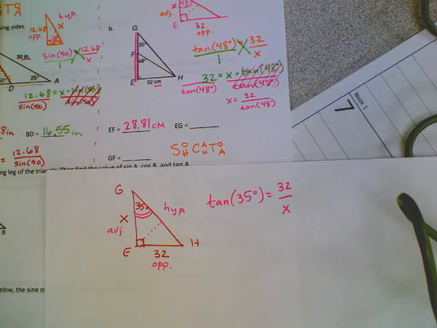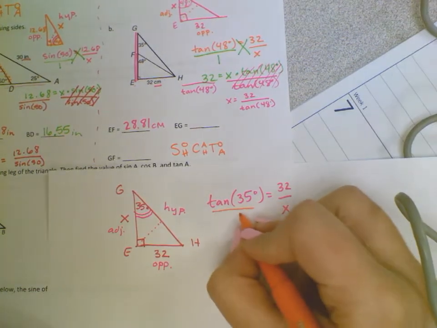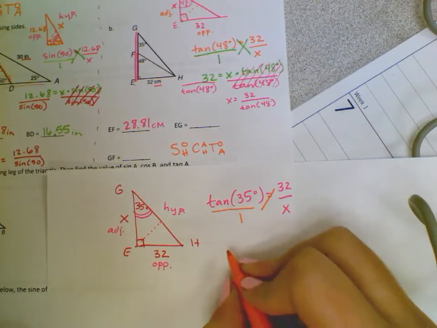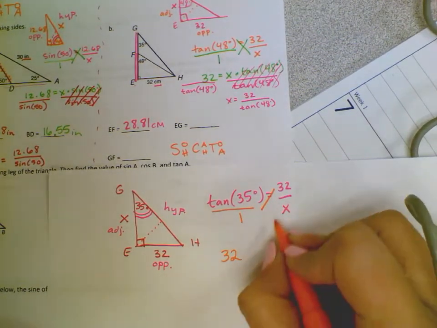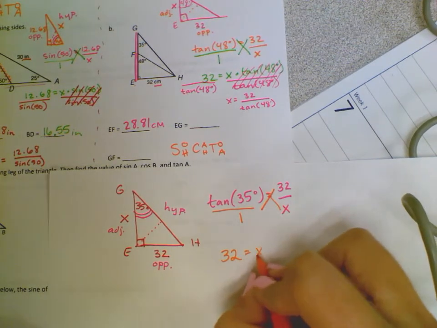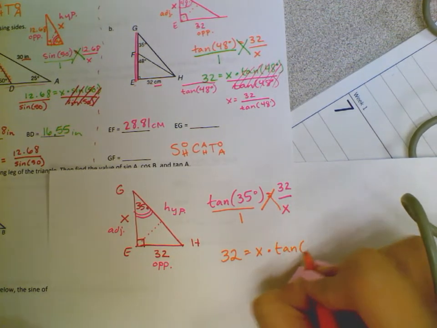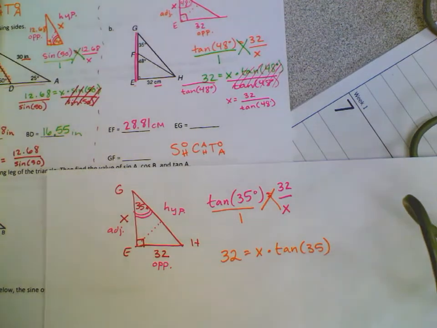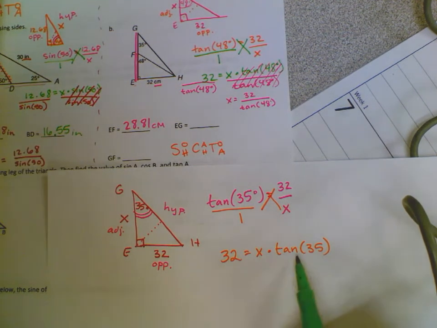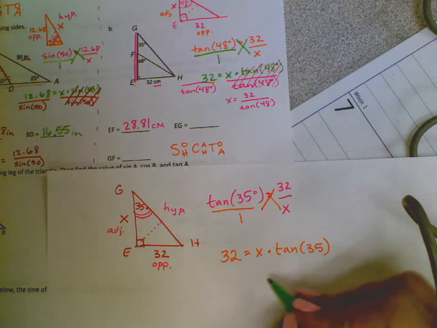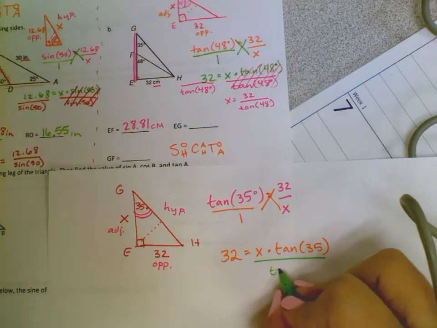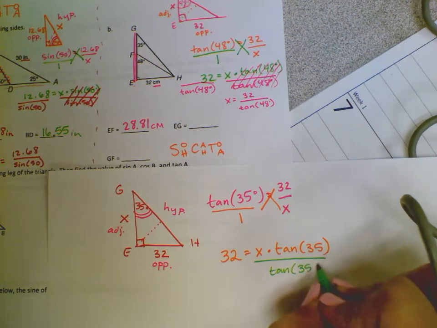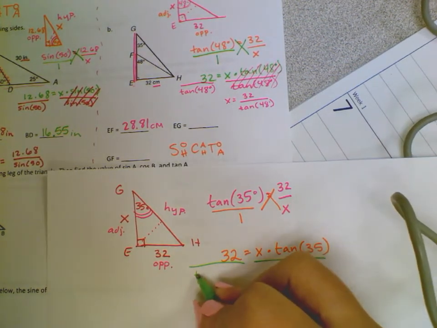I need to cross multiply in order to solve for that variable. So I'll put tangent of 35 over 1, and I'll cross multiply. 32 times 1 is 32. X times tangent of 35 looks like this. In order to undo my multiplication between these two pieces, I will need to divide by tangent of 35. But I can't just do that out of nowhere. I need to do that to both sides so that everything stays equal.